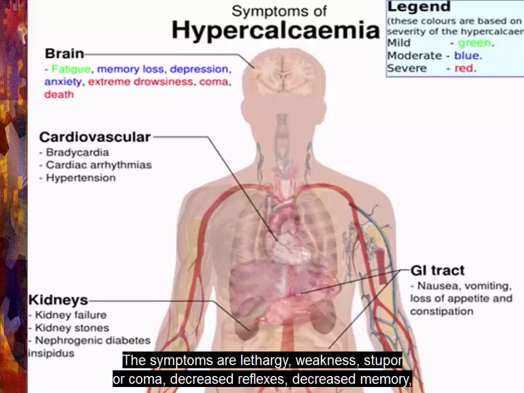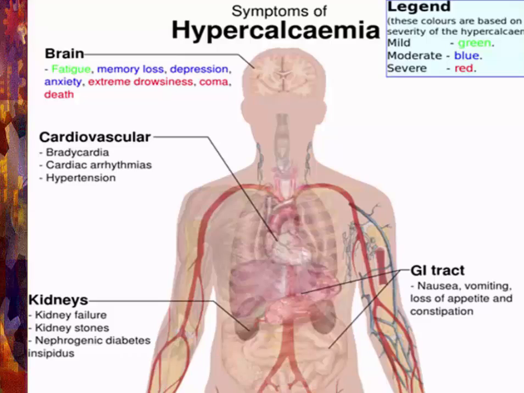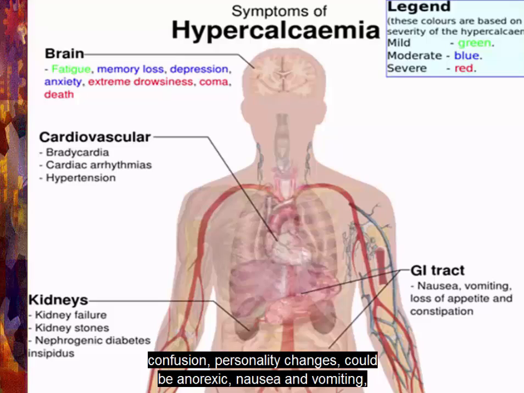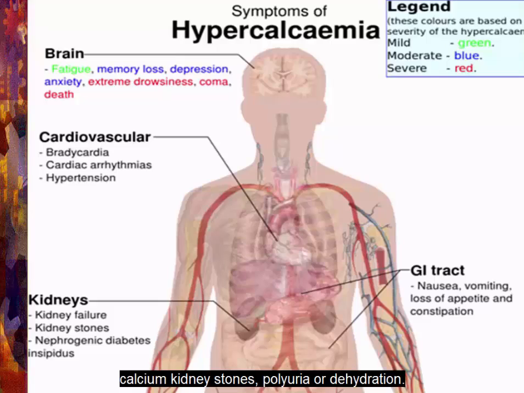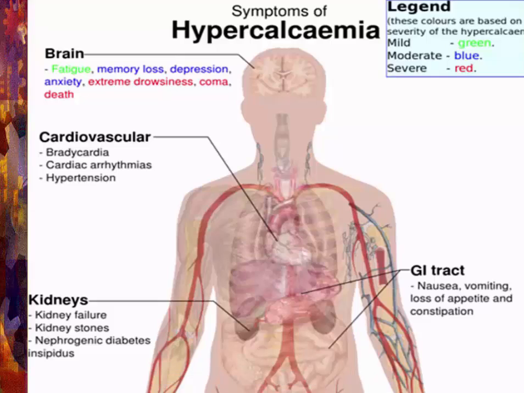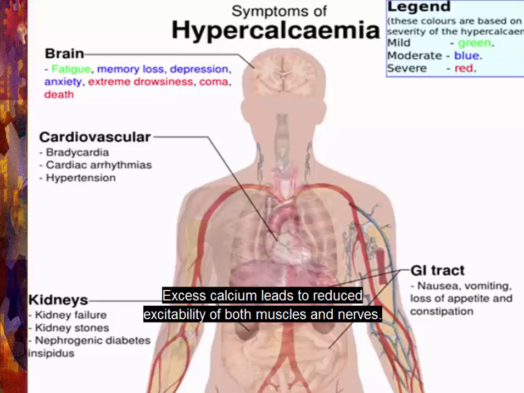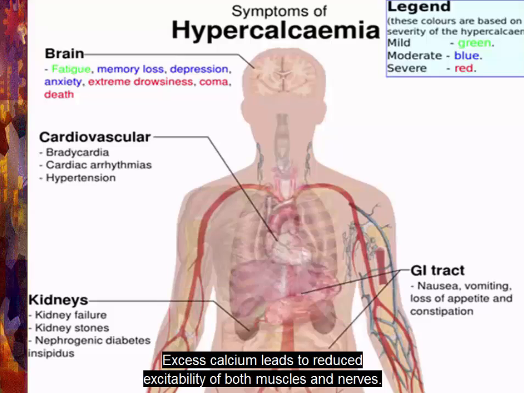The symptoms are lethargy, weakness, stupor, or coma, decreased reflexes, decreased memory, confusion, personality changes, could be anorexic, nausea and vomiting, obviously some bone pain and fractures, kidney stones, calcium kidney stones, polyuria or dehydration. Excess calcium leads to reduced excitability of both muscles and nerves.